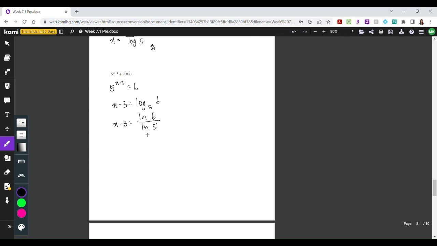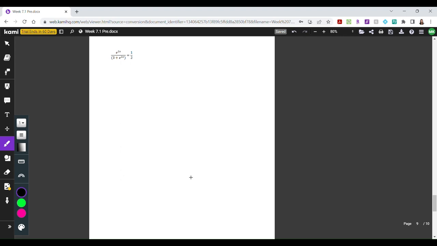You see that? Now, x is not by itself. We want to isolate x now, right? But we have negative 3. So to get rid of the negative 3, we're going to add 3 to both sides of the equation. So our final answer is going to be x equals ln 6 over ln 5, plus 3. And that'll be it. Okay?